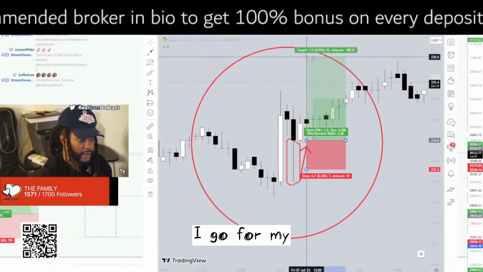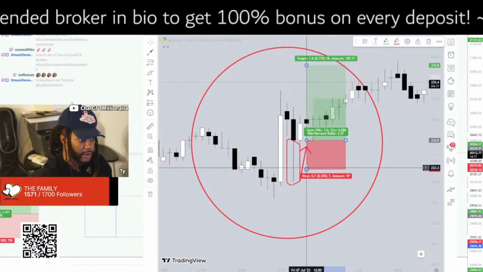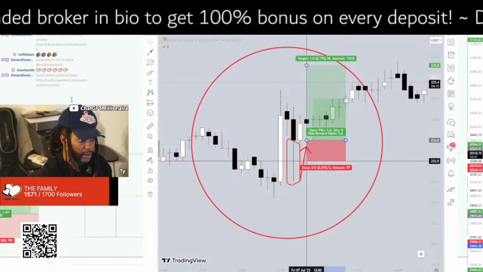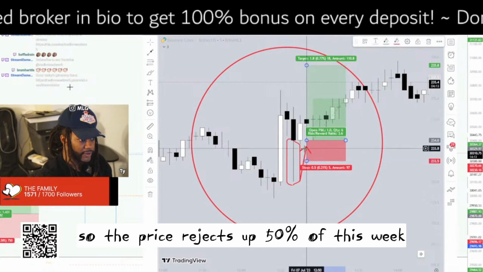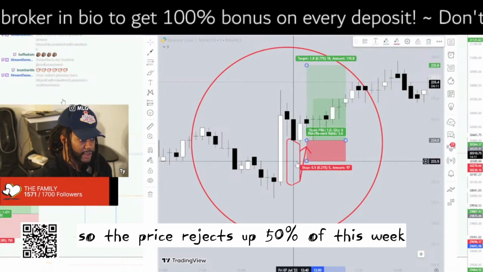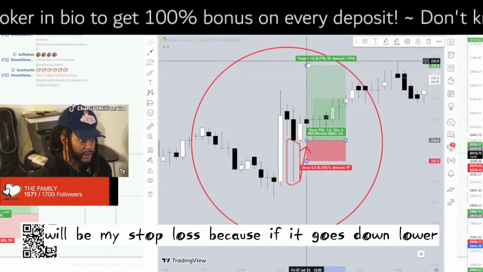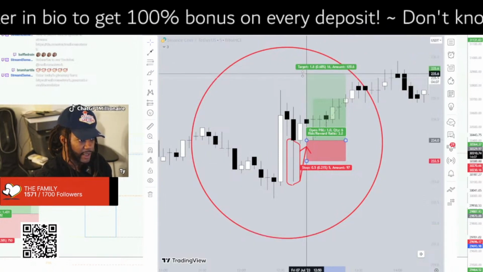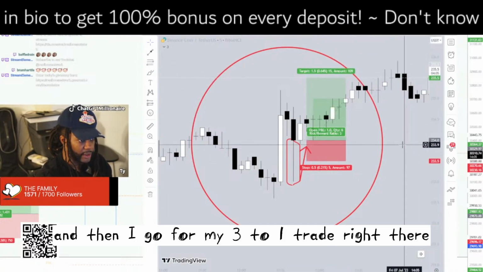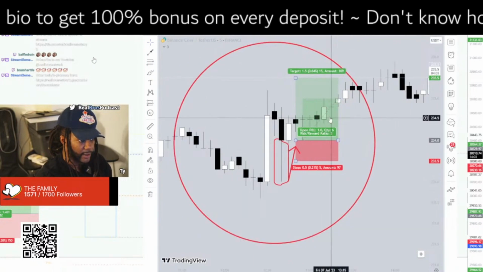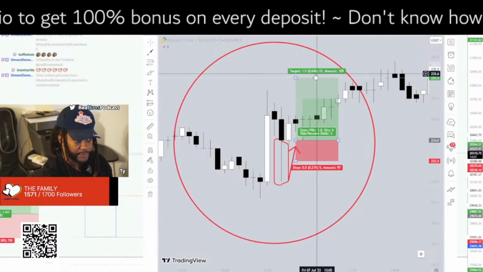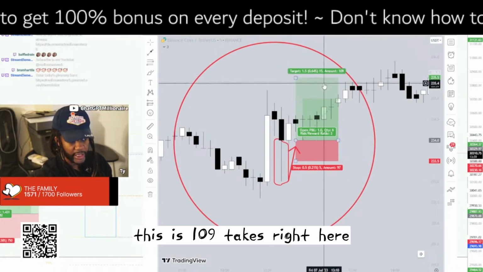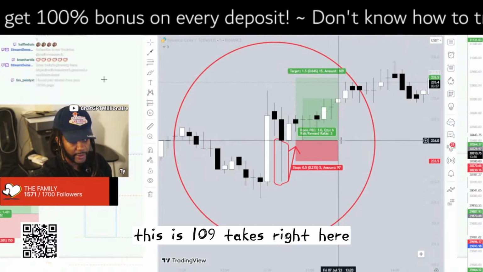So the price rejects up. 50% of this wick will be my stop loss, because if it goes down lower, I'm out. And then I'll go for my 3-to-1 trade right there. That's a 3-to-1 trade. This is 109 ticks right here.